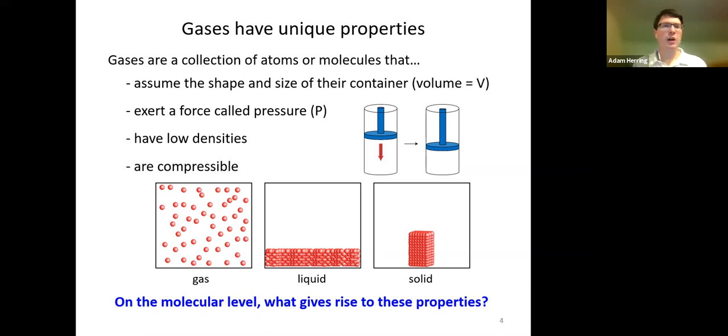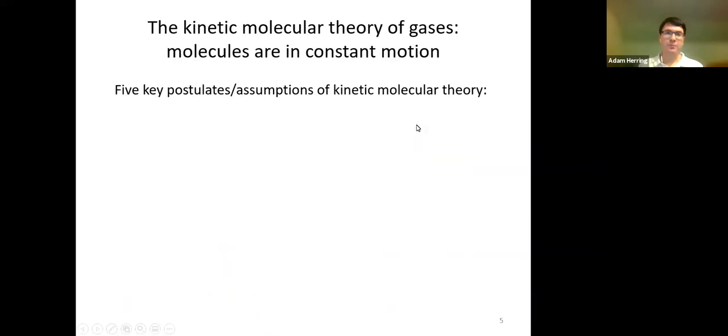And solids have a very fixed size and shape. So what's going on at the molecular level to give rise to these properties of gases? Well, it all has to do with intermolecular forces, or rather, the lack thereof. The kinetic molecular theory of gases describes how gas molecules are in constant motion. And there are 5 key postulates or assumptions of the kinetic molecular theory.